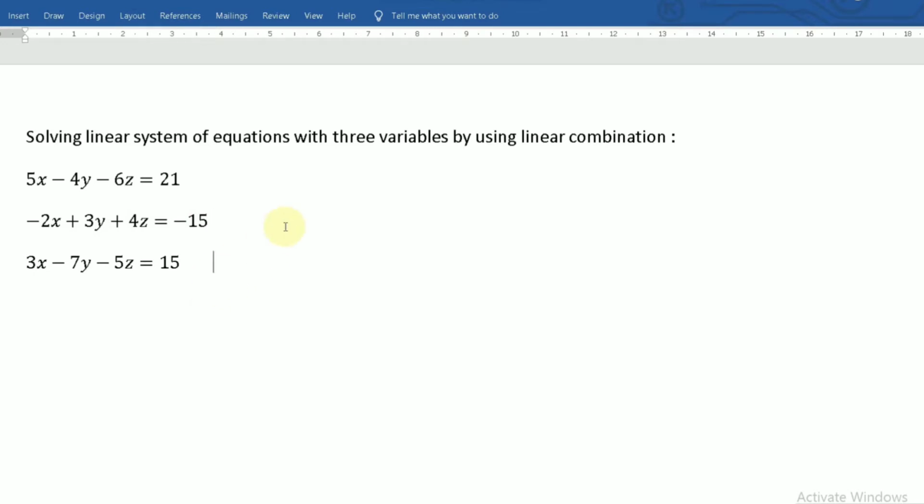Okay. So before we begin with the elimination, let's label it first. Let's label the first one with 1, the second one with 2, and the third one with 3. So, the first equation, second equation, and third equation.